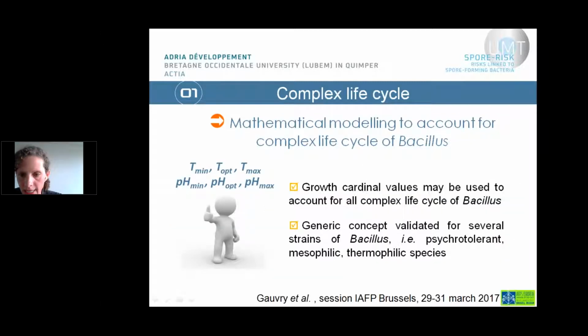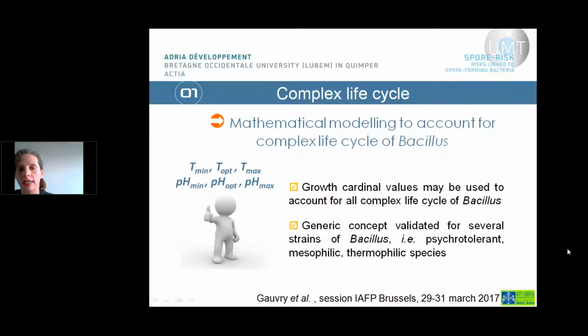Last but not least, Émilie Gauvry is performing her PhD in the lab at the moment, and in March this year she presented some mathematical models which are taking into account the whole life cycle of Bacillus, using growth cardinal values, which are minimum, optimum, and maximum values for temperature, pH in particular. You are able to account for the whole life cycle of Bacillus.